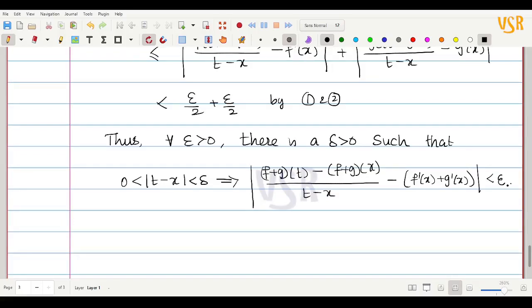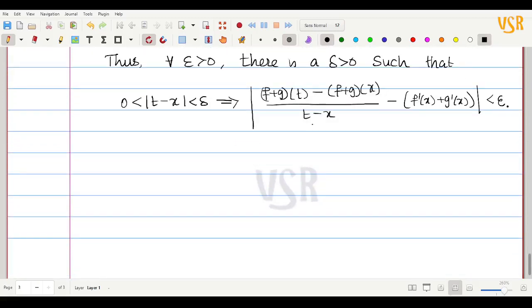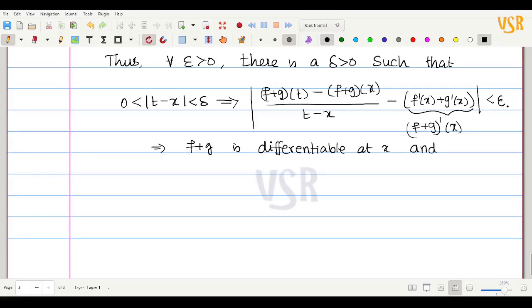So what it means is that we have got some number here that satisfies this condition. Actually, what should be here? It should be f plus g dash at x, but we have got this. But the limit of a function is always unique. So this implies that f plus g is differentiable at x, and we have that f plus g dash at x is equal to f dash at x plus g dash at x.